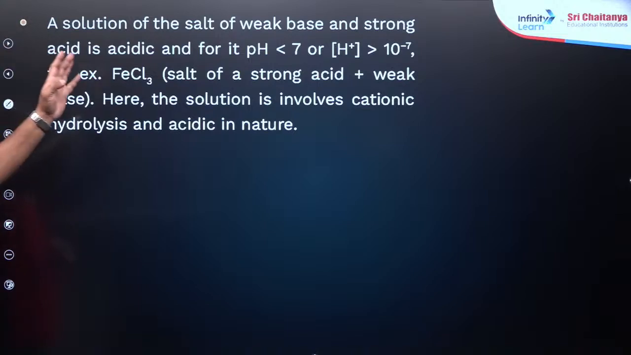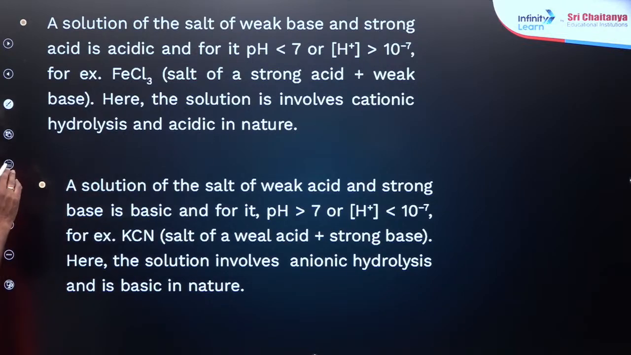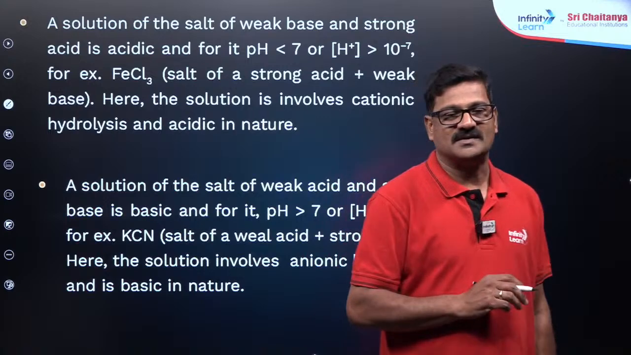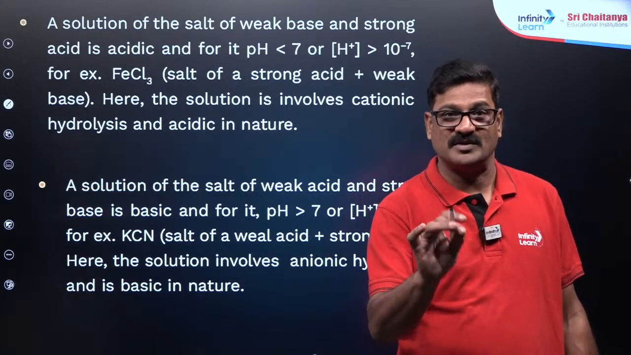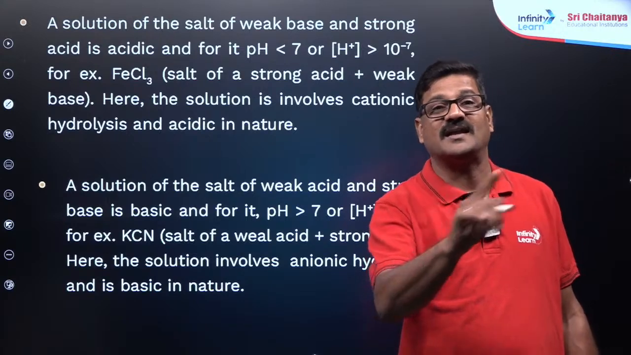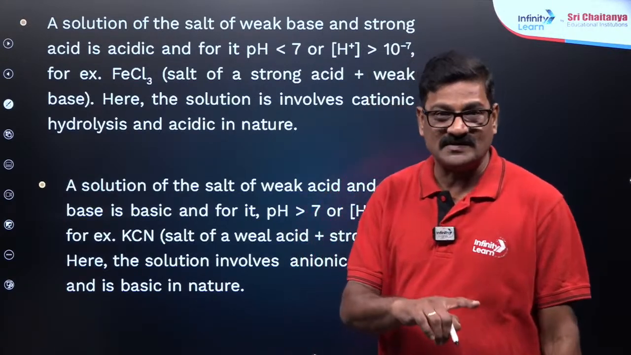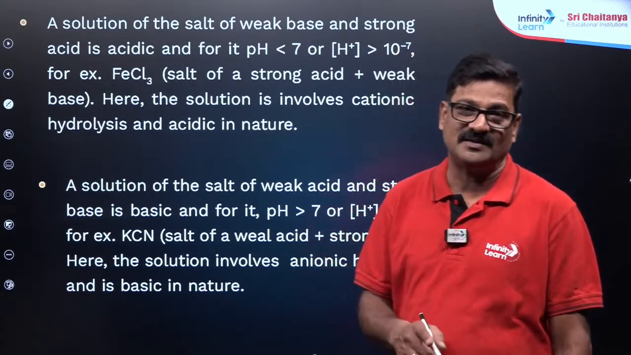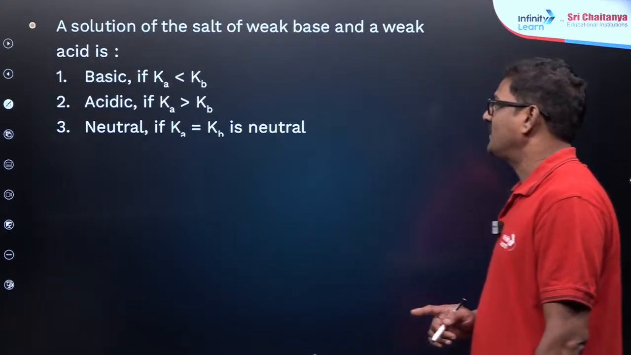A solution of a salt of a weak base and strong acid, you can see. If it is a salt between a strong acid and a strong base, pH is going to be 7. A salt between a weak acid and a strong base, pH is going to be greater than 7, and the anion gets hydrolyzed. If the salt is between a weak base and a strong acid, it is going to be acidic and pH is going to be less than 7; cationic hydrolysis takes place. And that's what is mentioned.